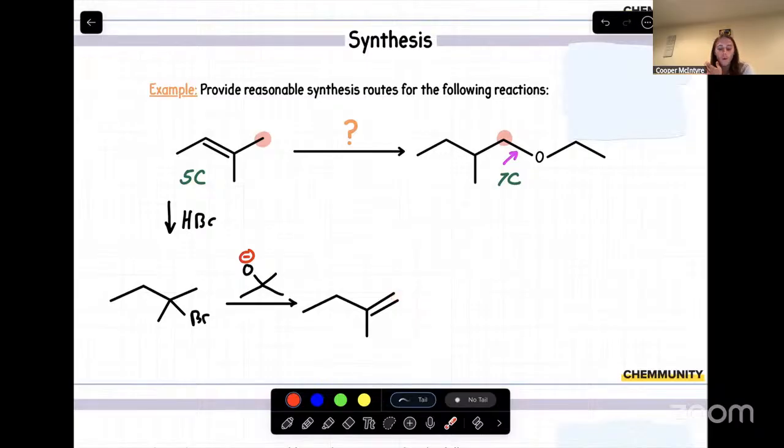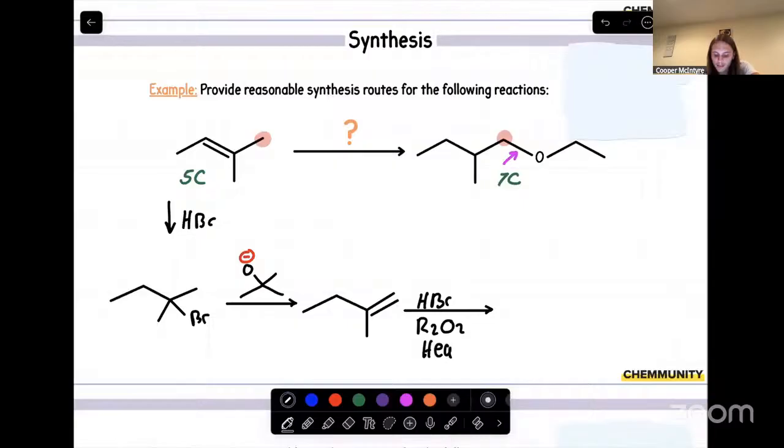So if we want to form a good leaving group on this carbon, we have to be aware of where this carbon is in terms of the alkene. This carbon, we can think of it as a primary carbon in terms of the alkene, and this one is a tertiary one. We have more substituted versus least substituted. So now we'll want to undergo an anti-Markovnikov reaction, which we can add in a bromine. So we'll use HBr, we'll have our peroxides, and then we'll have heat. And by using that reaction, we have now successfully added a leaving group onto our carbon of interest.